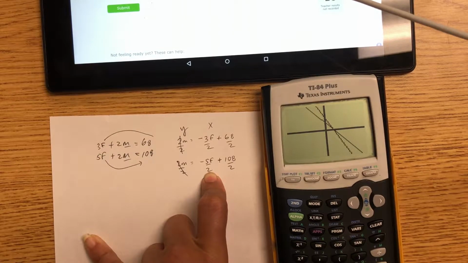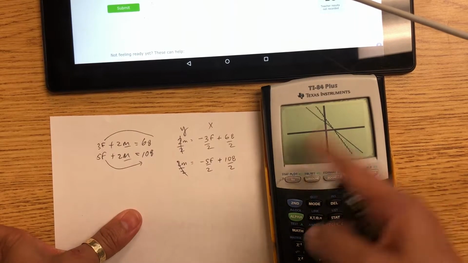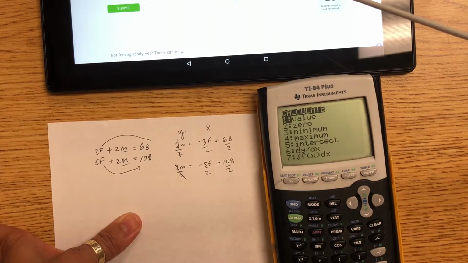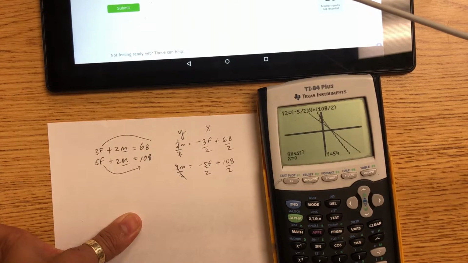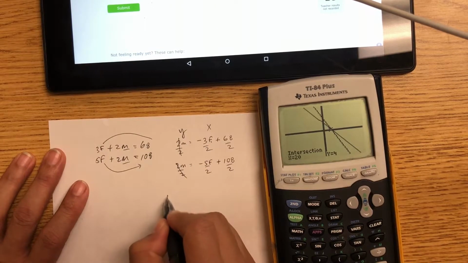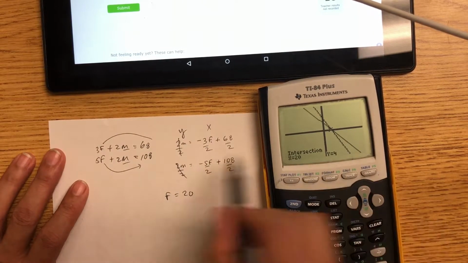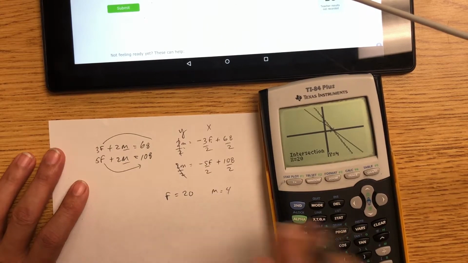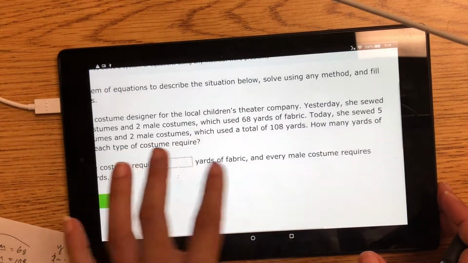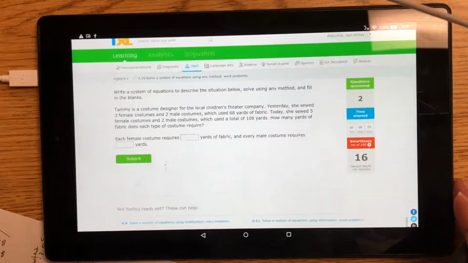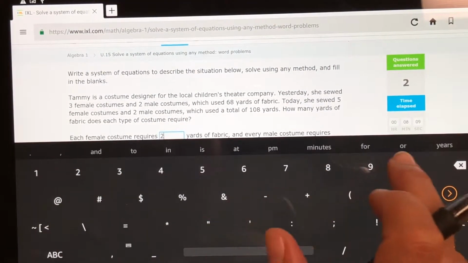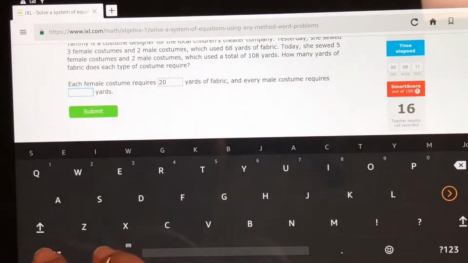Okay, so I think the problem was my window wasn't big enough, so I just changed the window from negative 10 to 10 to negative 100 to 100. Second, calculate the intersect. Yes, yes, yes. Enter. Okay, so x, which is f, is 20, and y, which is m, is 4. Okay, so f is 20, and y is 4.